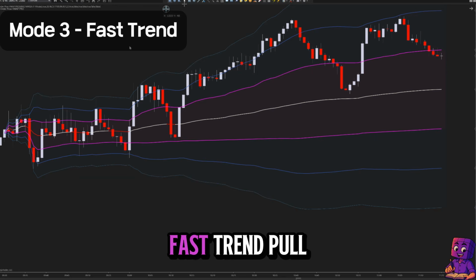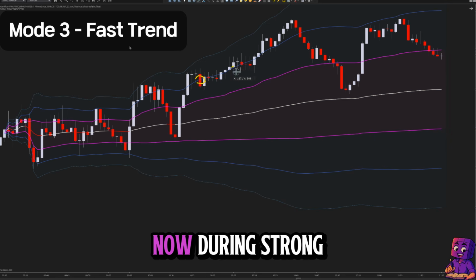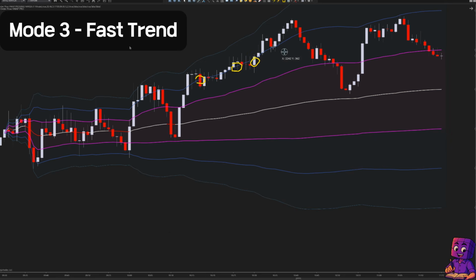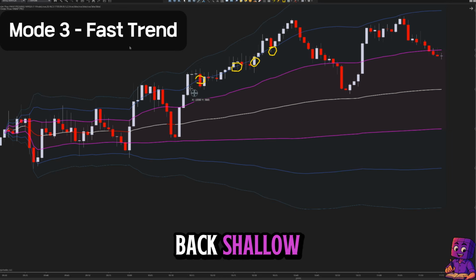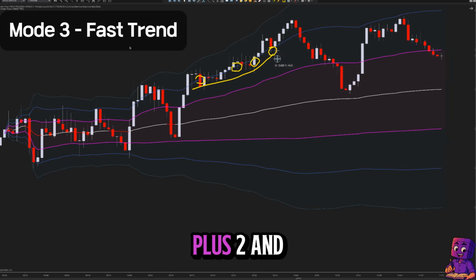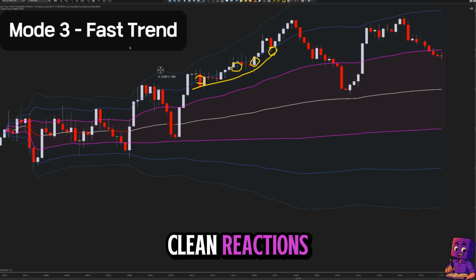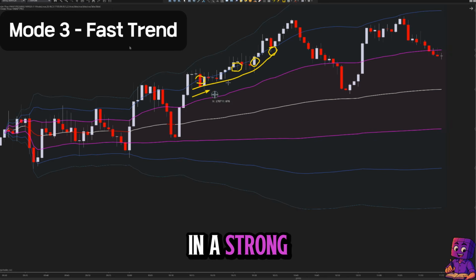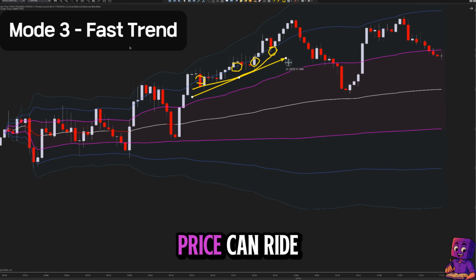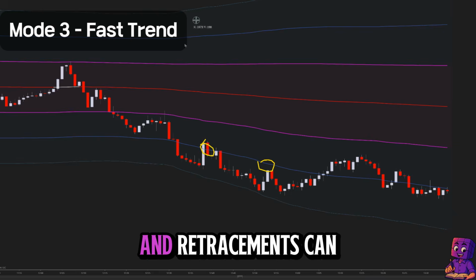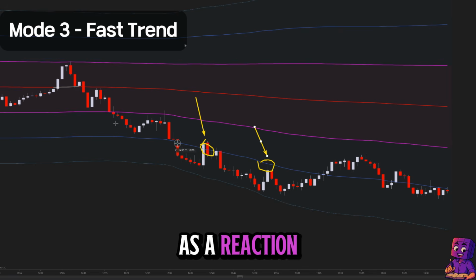Mode 3, fast trend pullbacks, when we have a +2 and -2 reaction. Now, during strong trend moves, price can move fast and pull back shallow. In these cases, +2 and -2 bands can create very clean reactions on retracements. So in a strong bullish trend, price can ride +1, but in fast moves, pullbacks can react at +2 or even snap back quickly after touching it. Same in bearish fast moves. Price can ride -1 and retracements can respect -2 as a reaction zone.